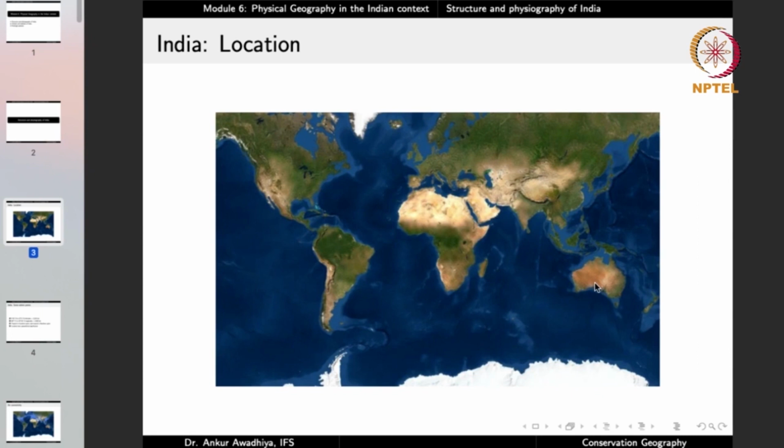Essentially, if ships have to move from this place to Africa, they typically take a route like this. Now, this portion is the Indian Ocean. So, the country India is located on top of, or in the north of, the Indian Ocean. Here we have the Arabian Sea, and this is the Bay of Bengal.